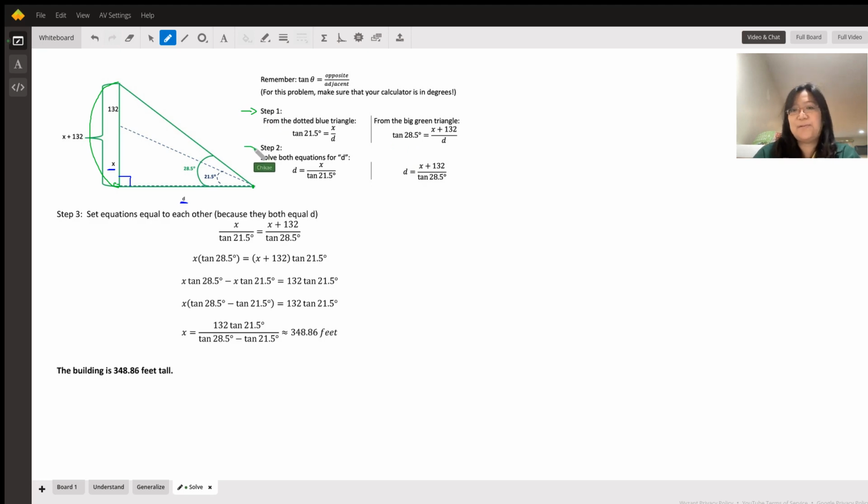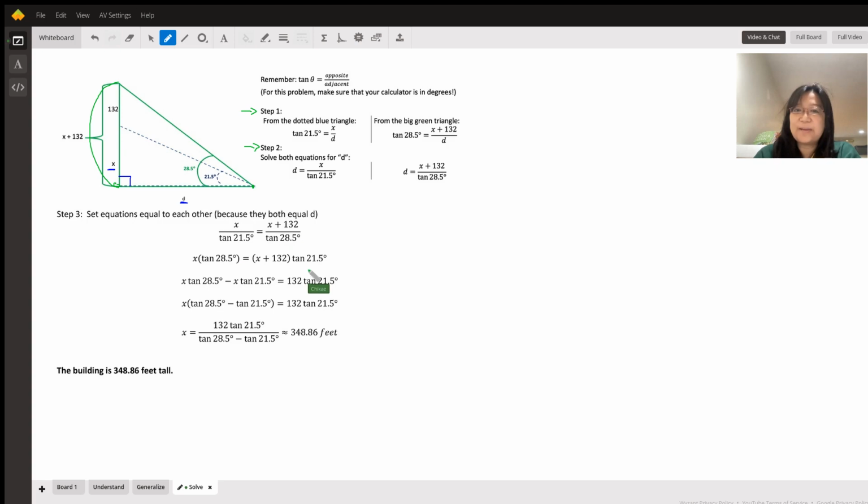Step two, I'm going to solve both equations for d. That just means I'm going to rewrite the equation so it's in a d equals format. So this is d equals x over tangent of 21.5. This is d equals x plus 132 over tangent of 28.5. Now, because they both equal d, the really cool thing is that we can set both of these equations equal to each other. So we have x over tangent of 21.5 equals x plus 132 over tangent of 28.5.